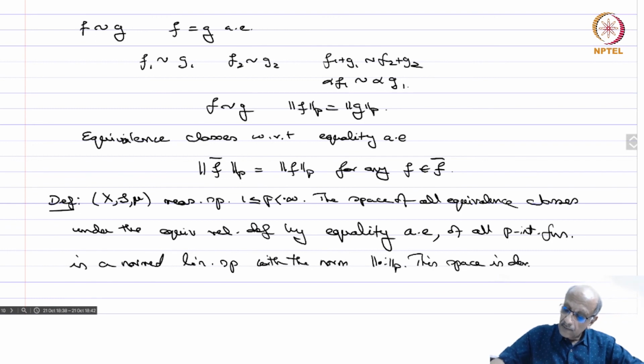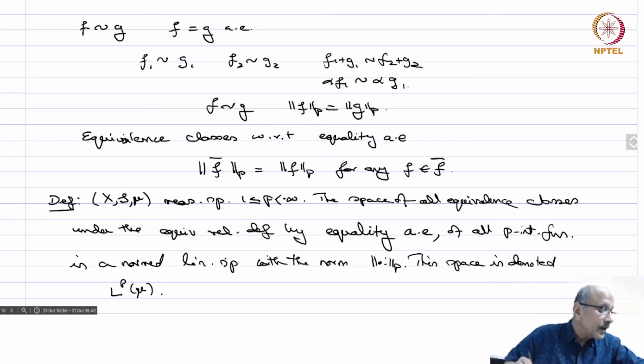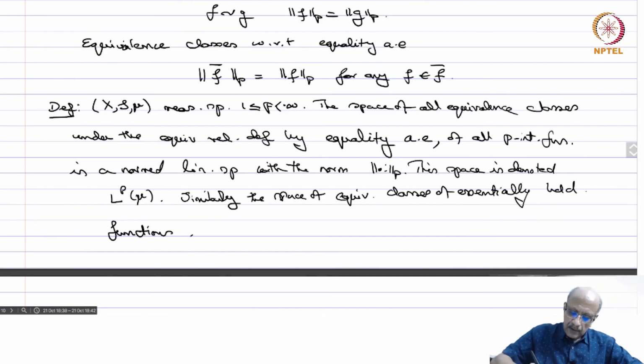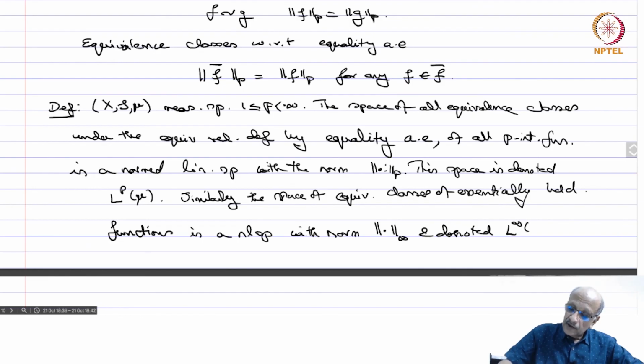This space is denoted L^p of mu. Similarly, the space of equivalence classes of essentially bounded functions is a normed linear space with norm infinity and is denoted L infinity of mu. So these are the spaces.